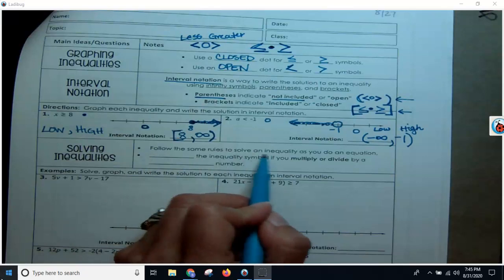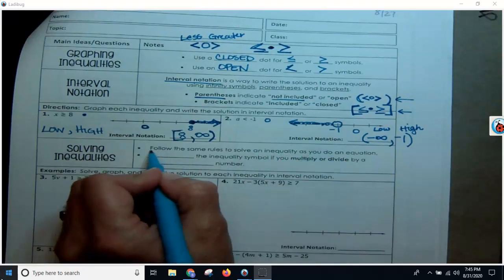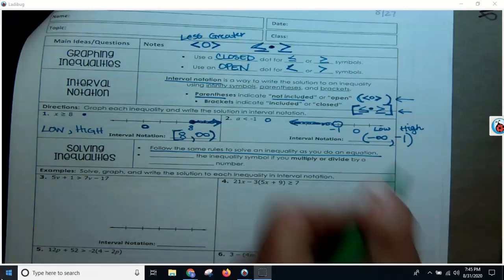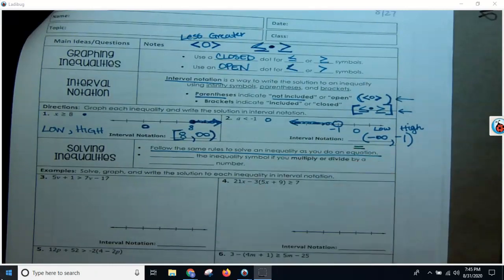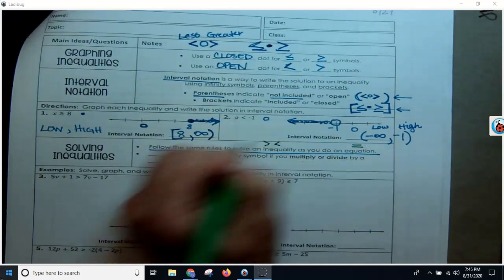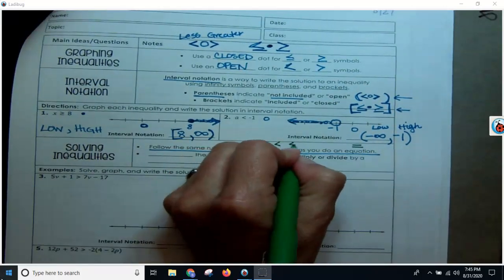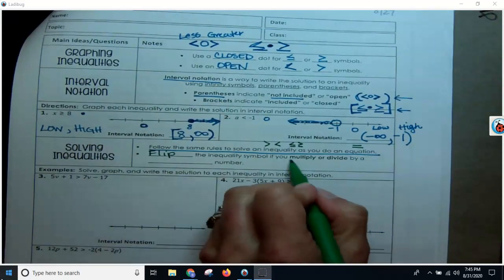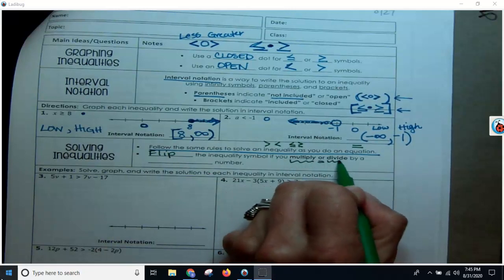Follow the same rules to solve an inequality as you do an equation. So when we're solving, we're basically just going to use our inverse operations just like we do when we are solving an equation. An equation, of course, has an equal sign. An inequality, of course, has these symbols, right? And if you want to get really technical, those four symbols. You need to make sure that you flip or change the inequality symbol when you multiply or divide by a negative number.